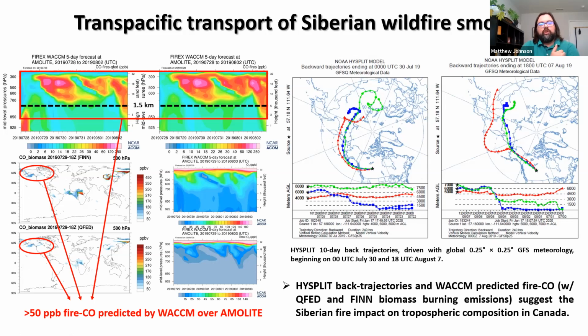And from these models, what we notice is that over Siberia, and the transport over northern Canada, you're getting up to 50 ppb and more of CO just from wildfires over northern Canada.